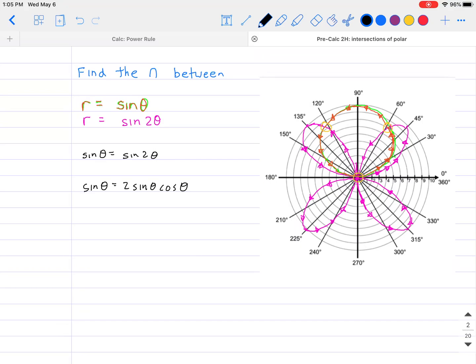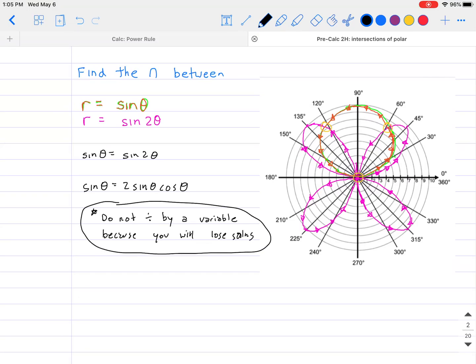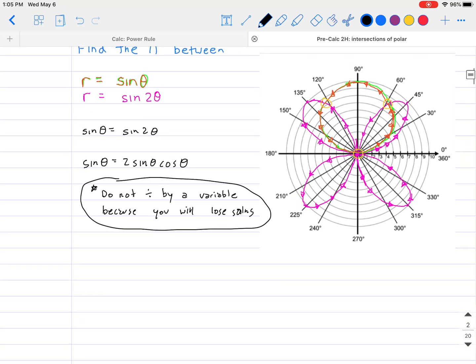Now, remember what I said earlier for the previous problem, okay? Try not to divide by a variable if you can, because otherwise you're going to lose the solution. In fact, here, let me just write that as a note, okay? Do not divide by a variable, because you will lose solutions. Okay, so that's what we always try to avoid if possible. So what that means is I don't actually want to divide by sine of theta because yes, that would give me something nice and simple, but we're going to lose some solutions there.